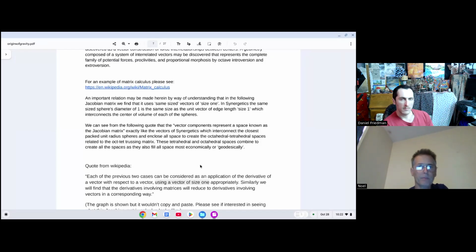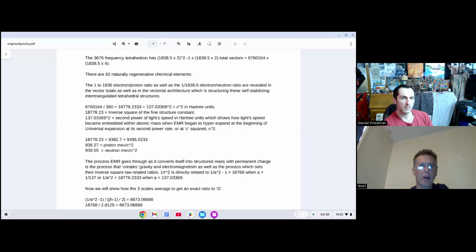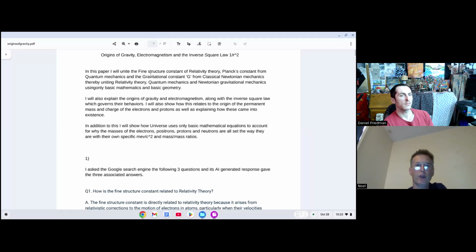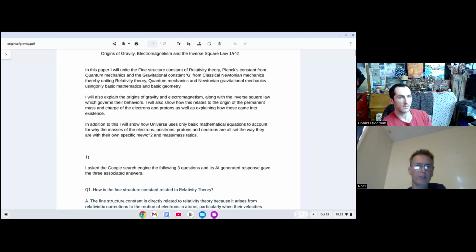Let me jump up to the top here. So in this paper, I'm uniting the fine structure constant of relativity theory, Planck's constant from quantum mechanics, and the gravitational constant G from classical Newtonian mechanics, thereby uniting relativity theory, quantum mechanics, and Newtonian gravitational mechanics using only basic mathematics and basic geometry.